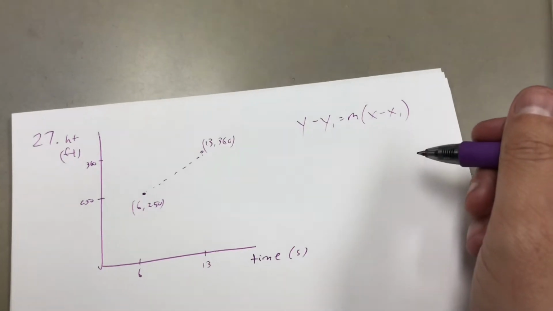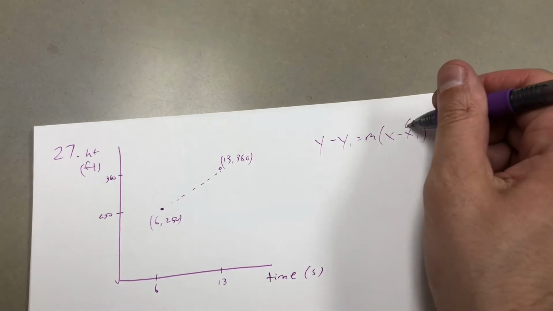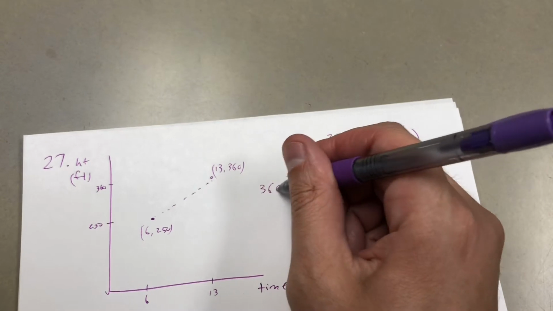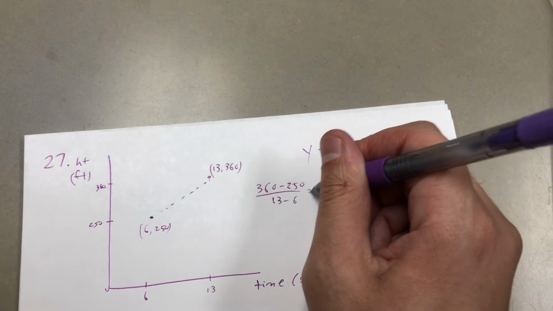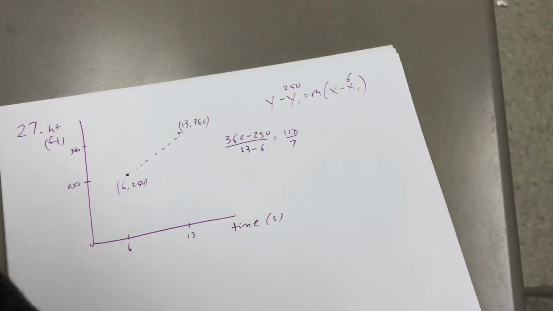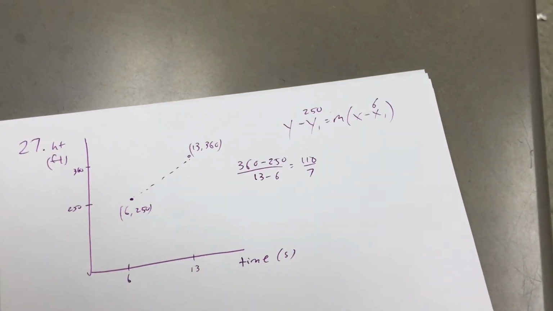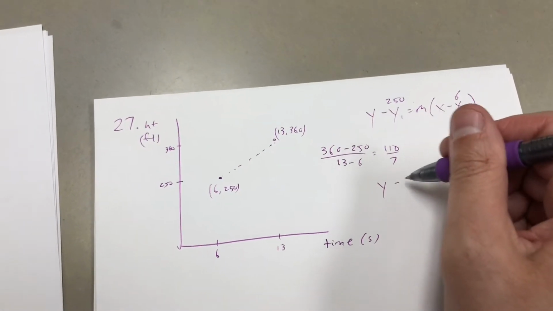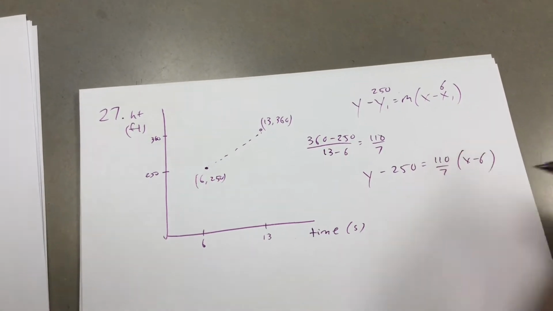All right. So point slope form, you've got a point, doesn't matter which one you use. I'm going to use the first one. So x is 6 when y is 250. We'll fill all that in. We need the slope. Slope is change in y over change in x, so 360 minus 250 all over 13 minus 6. And we get 110 over 7, which I don't think 110 is divisible by 7. Nope. So we're just going to leave it as 110 over 7. So my equation ends up being y minus 250 is equal to 110 over 7 times x minus 6.